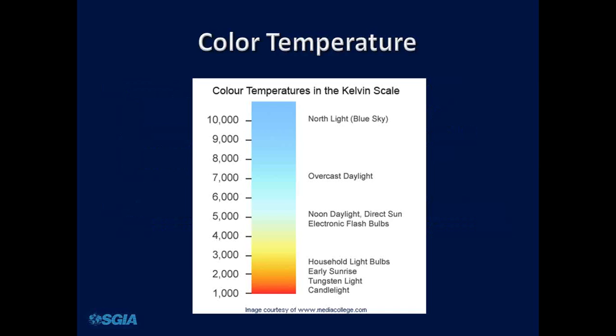Here's some of the different color temperatures. You see how the D5000 or D50 is about there in the middle. 6500 is a little bluer. You get down to 1000 Kelvin in your candlelight. It's really orangish red.